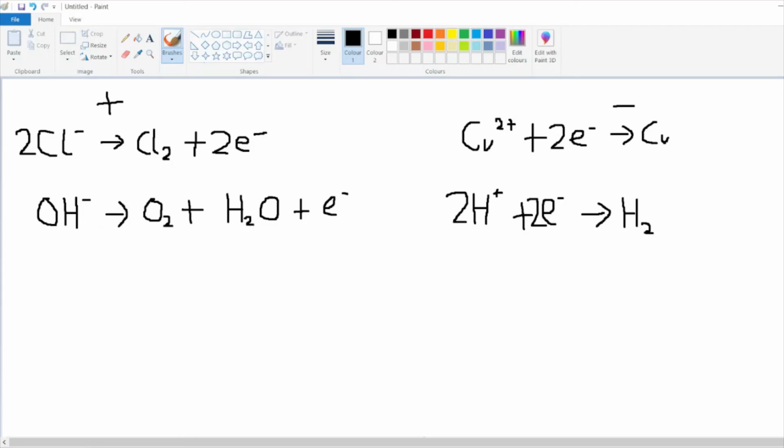That's very important. So have a go at balancing this. Well, that's quite a tricky one to balance, but that's how you do it. We have 4 OH minus ions and therefore 4 electrons get lost from each, and then we have 2 water molecules for every 1 oxygen molecule.